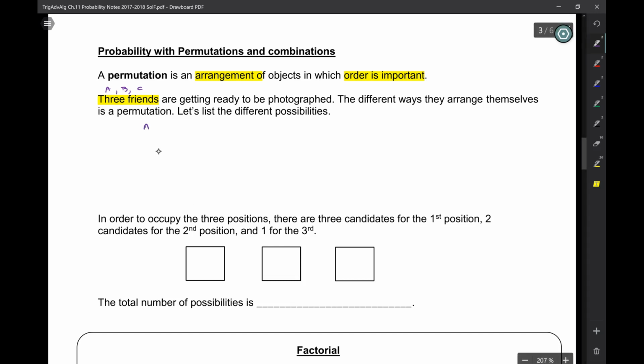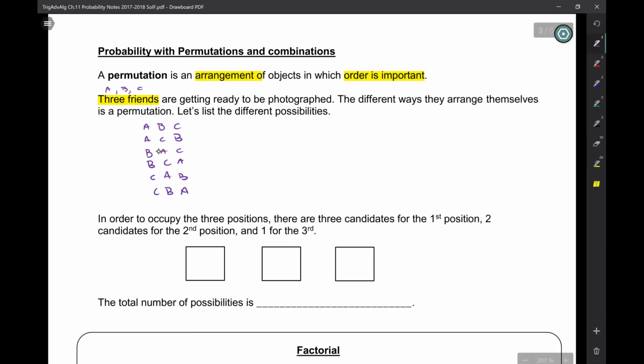Well, it could be A first, then B, then C. Or it could be A, C, B. So the way I do it is, all the ways where A is in the front, and now all the ways where B is in the front: B, A, C, or B, C, A. Or all the ways C is in the front: C, A, B, C, B, A. Any other different ways?